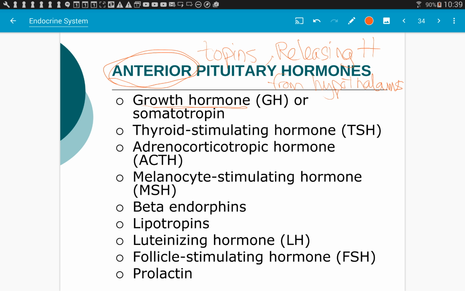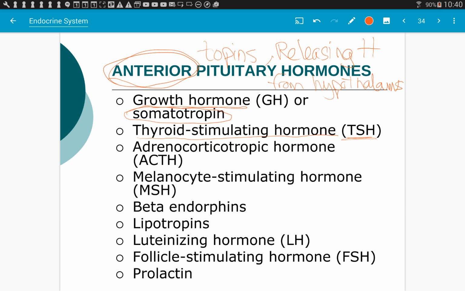All right, hormones: growth hormone. Remember the other word for growth hormone is somatotropin. Thyroid stimulating hormone, the TSH. Adrenocorticotropic hormone. One of the things about tropins, do you remember what a tropin means? The hormone's released, and it goes and acts on another endocrine gland or another tissue.